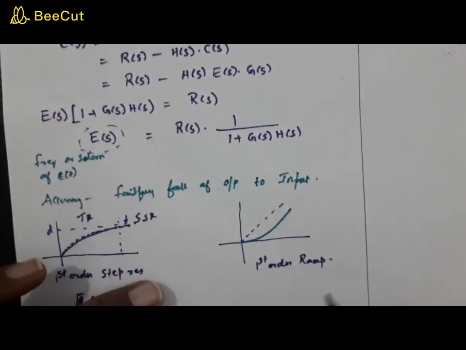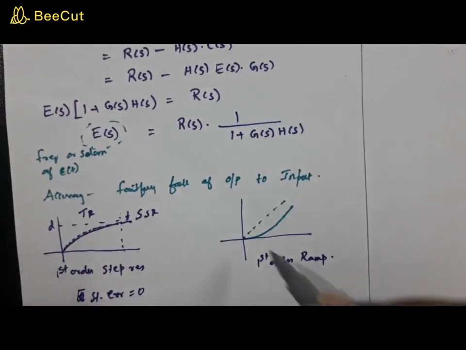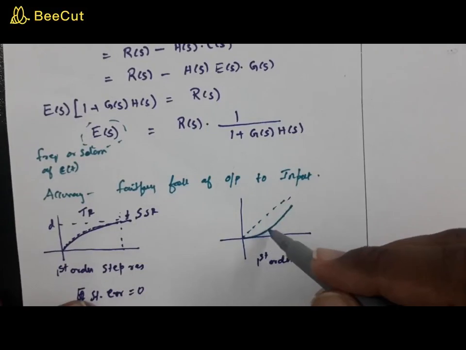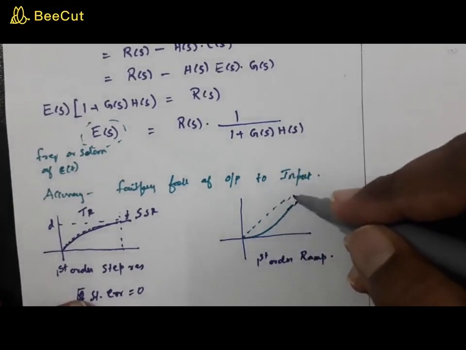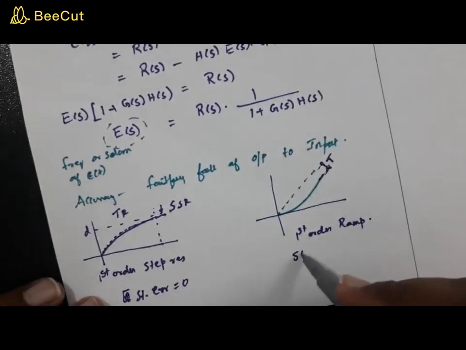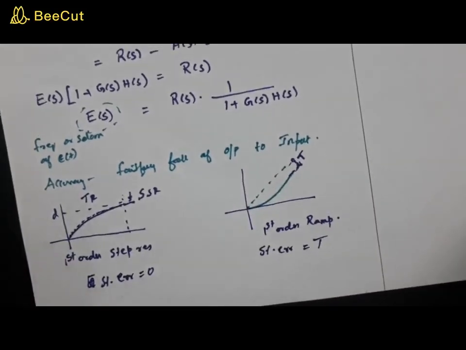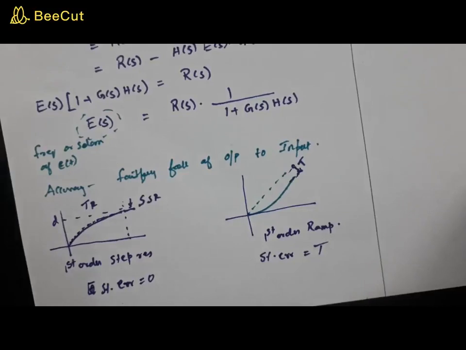Now coming to this side, the first order system subjected to a ramp input. Actually you are supposed to get this output, but you are getting an output like this, meaning that we have seen that in the steady state there will always be a constant error of capital T. That is, the steady state error is equal to the time constant, which is not desired as far as a control system is concerned. So this is what is called the steady state error.